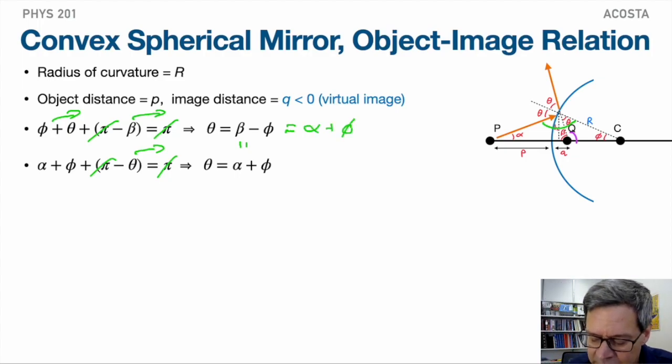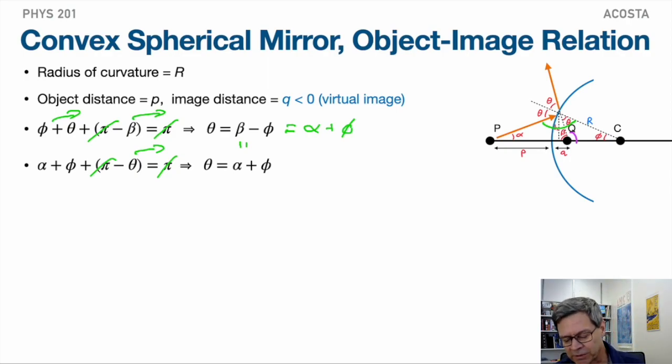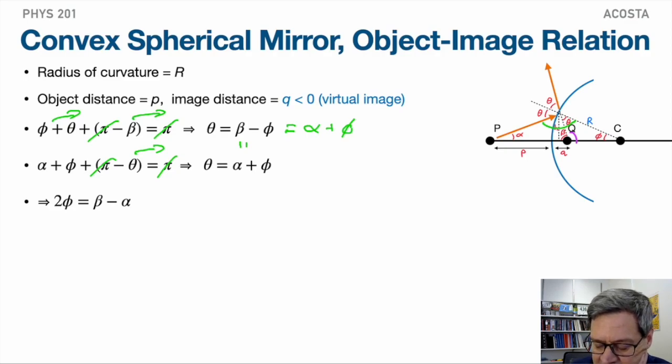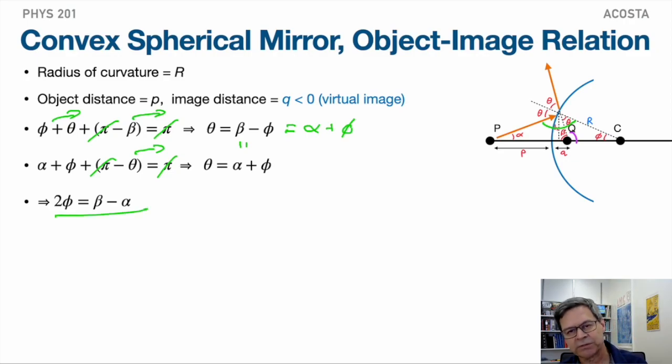And if I do so, then I can get a new expression. Again, I can move phi to the other side of the equation here. This phi moving over, I get twice phi, and then that has to equal beta. And then if I add these two equations together, well, basically move alpha to the other side, I have beta minus alpha. So twice phi is beta minus alpha from this convex spherical mirror relationship.